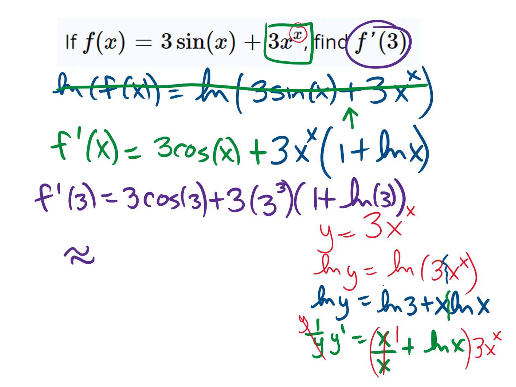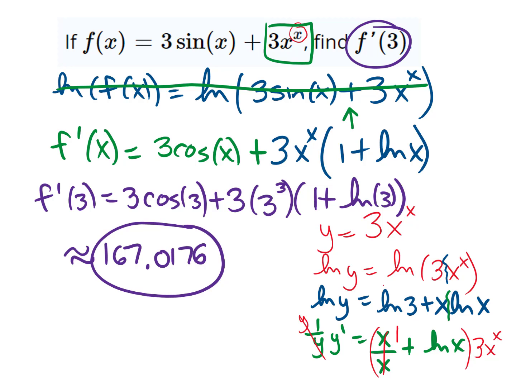Now, one reminder, when you use your calculator, and we've done derivatives with trig functions, your calculator better be in radians because the derivatives don't hold when you're in degrees. So make sure you're in radians when you use the calculator. And it looks like I get 167.0176. That's rounded to 4 decimal places.